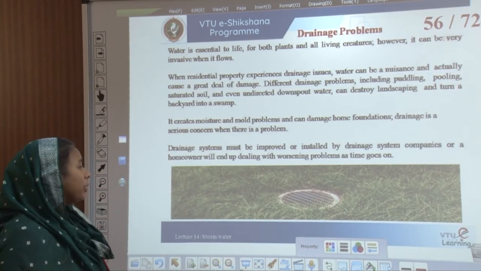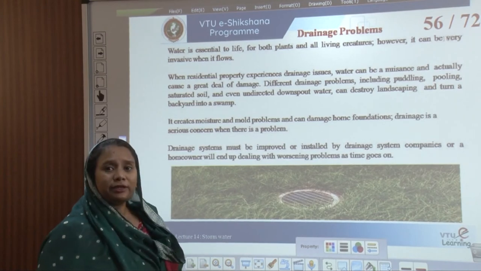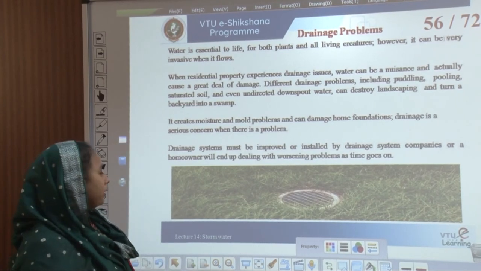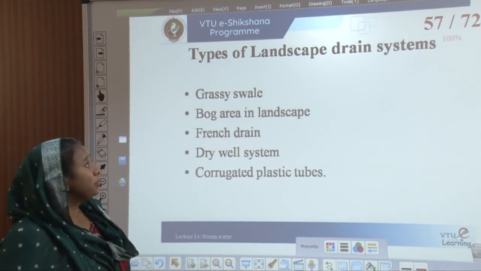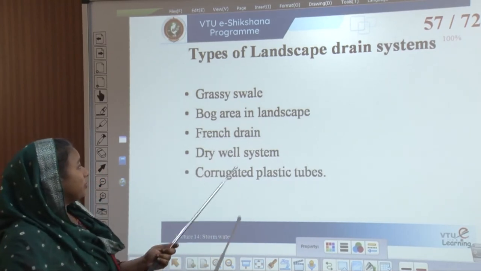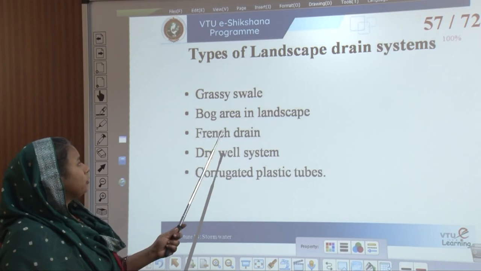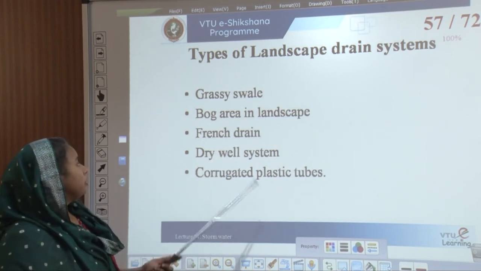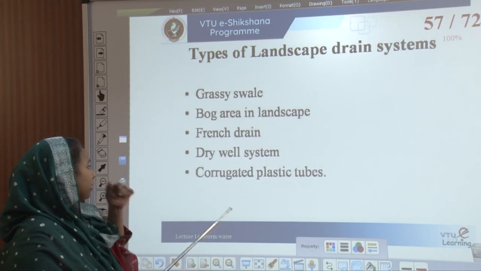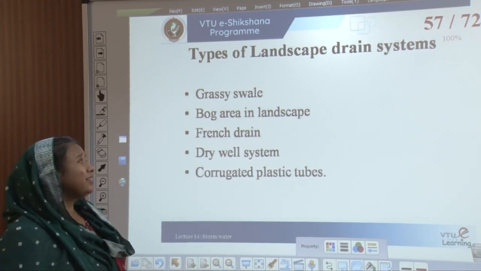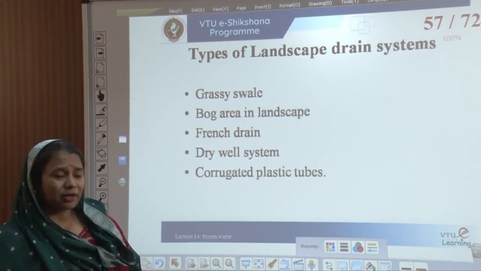So you have to deal with this problem right at the introduction of your drainage system, because considering the fact that your landscape would have grassy swale and also bog areas, you would have your French drain or even a dry well system or corrugated plastic tube. So these are the different ways in which landscapes can be drained.